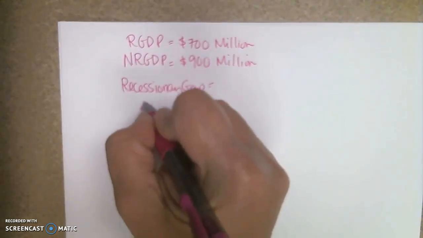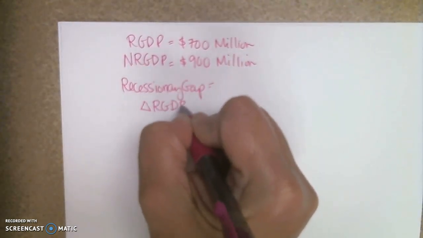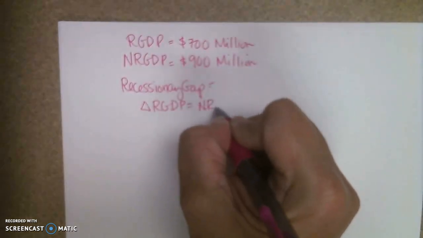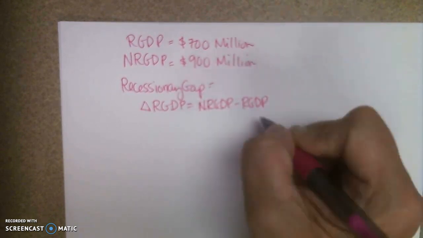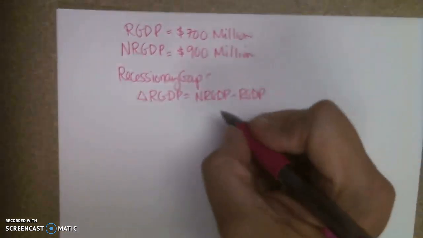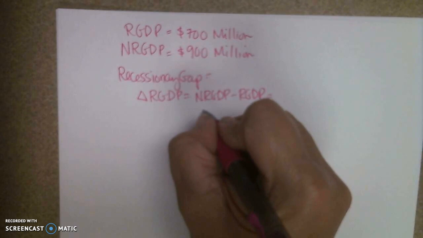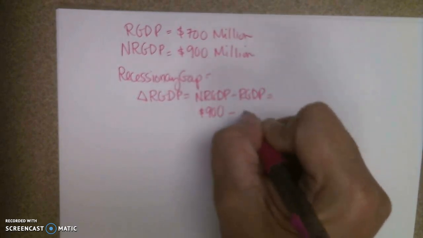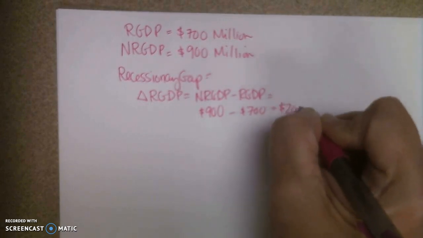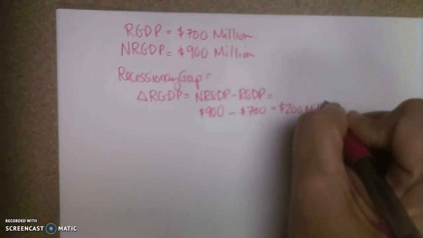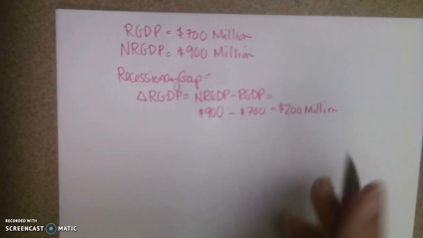So what I need to do is know how much does real GDP need to change by. So I'm going to take that natural real GDP minus the real GDP, where we are in the long run, where we want to be, minus where we are currently, and I would get 900 minus 700, which is going to give me 200 million. Okay, it's positive because I want to get bigger, right?